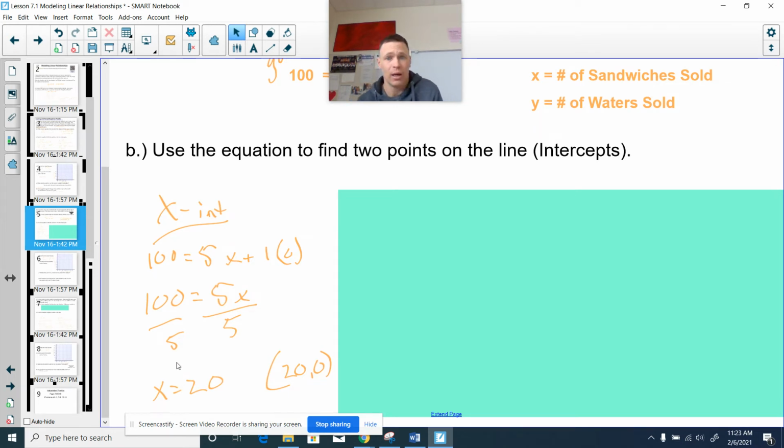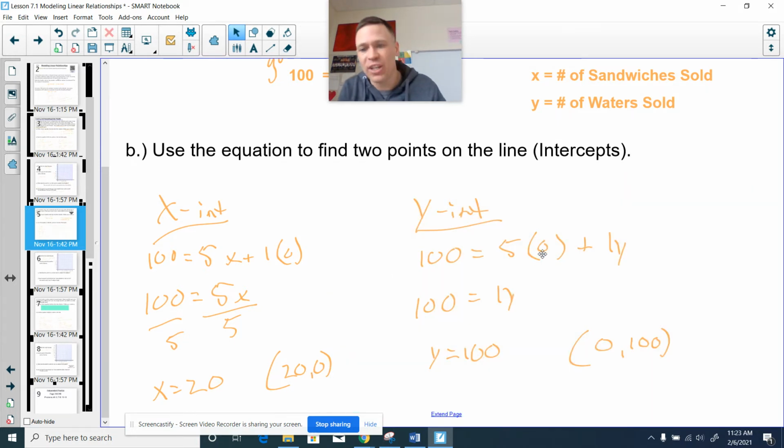But again, that's not the x-intercept. That is the x value of the coordinates, so it's 20 comma 0. And then for the y-intercept, I'm substituting 0 in for x, so 5 times 0 goes away. I'm left with just the 1y. And so y is just equal to 100. So my x-intercept is 20, 0. My y-intercept is 0, 100. And what that means is that I can sell 20 sandwiches and no waters to meet my goal of $100, or I can sell 0 sandwiches and 100 waters and still meet my goal.